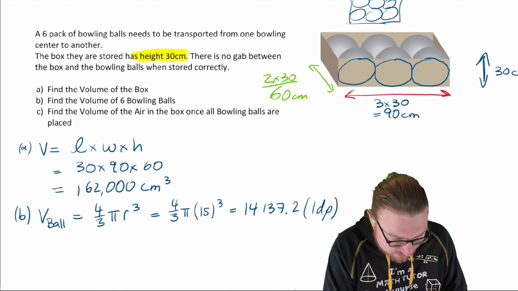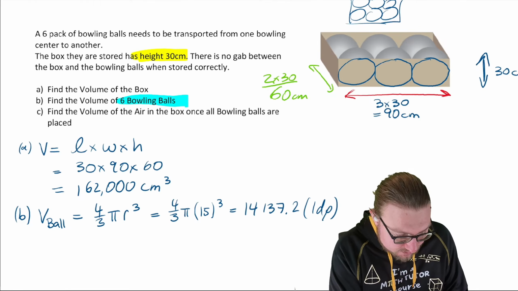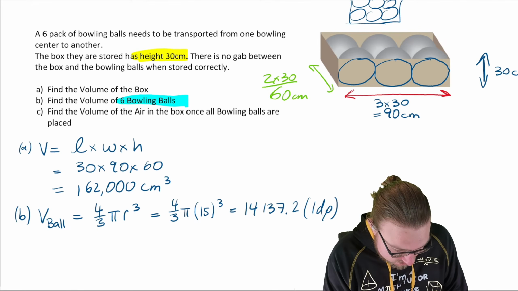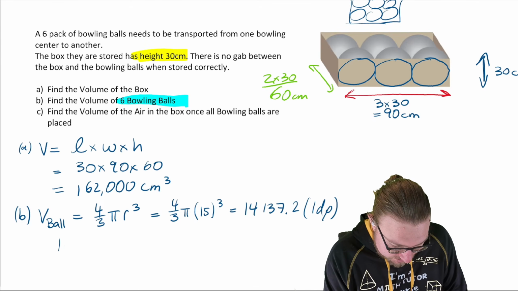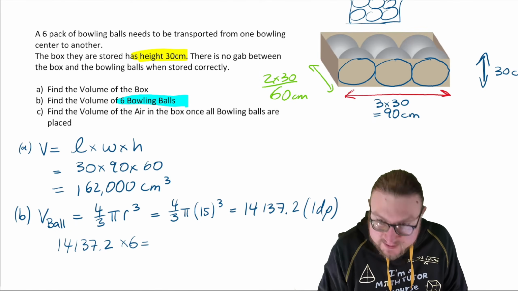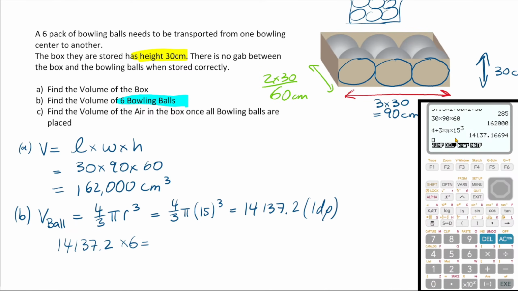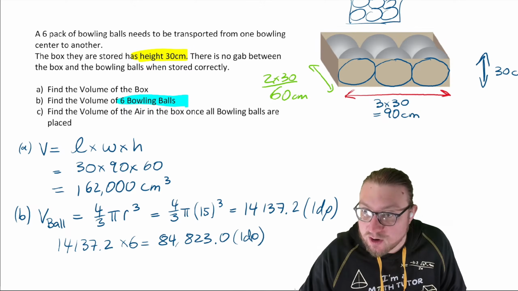So what do we need to do? The question asks us for the volume of 6 balls. So to get the full marks here, we need to multiply it by 6. So we're going to get 14,137.2 times 6. And let's do that in the calculator as well. We already have the number before, so multiplied by 6. And we don't want it in terms of pi. So we get 84,823.0. Cool. Okay, so this is our part B done.